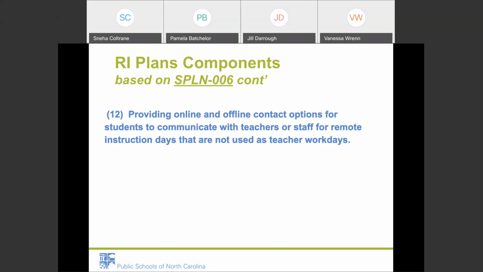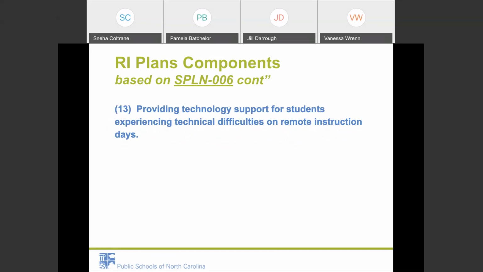And then closely aligned to that is item number 13, except it is about the technology support. Item 13 states that we have to provide technology support for students who may experience technical difficulties on remote instruction days. We know that oftentimes if a student can't log in or they cannot access a specific online material, that can be a barrier to effective instruction.